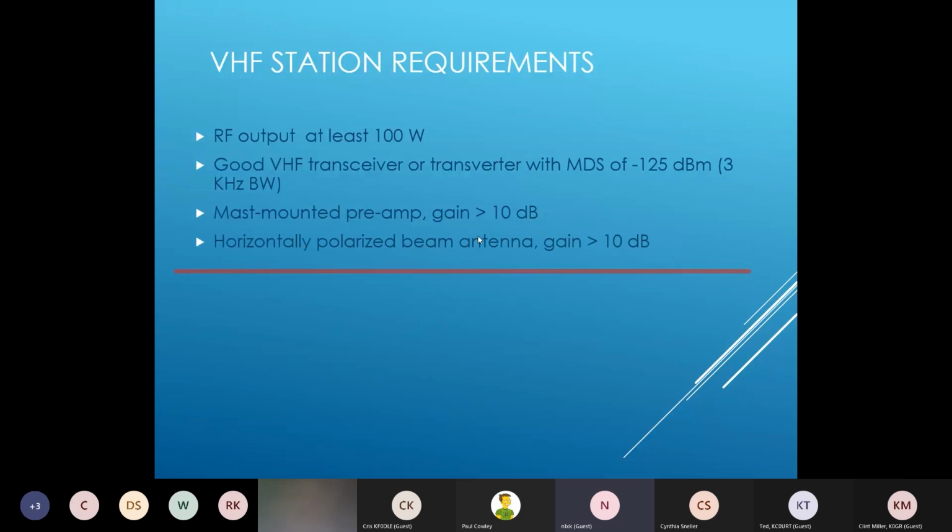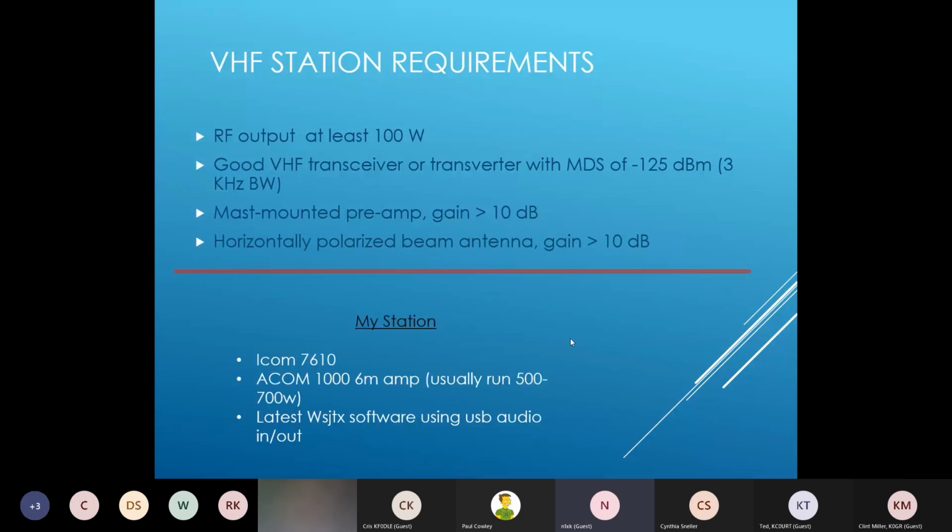Beam antenna works. It helps a lot. You'll make a lot more contacts faster if you do that. My station is an ICOM 7610. I've got an ACOM amp, runs 6 meters, usually run about 500 to 700 watts out. And of course, there'll be WSJT-X software. In my case, the ICOM uses USB audio in and out. Pretty handy for the audio modes.